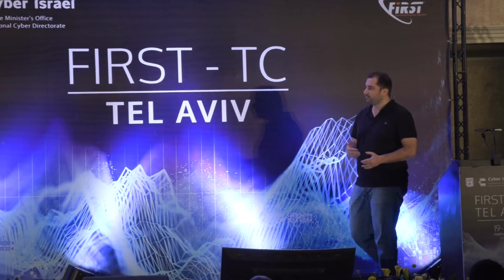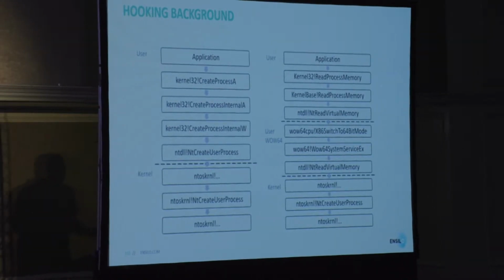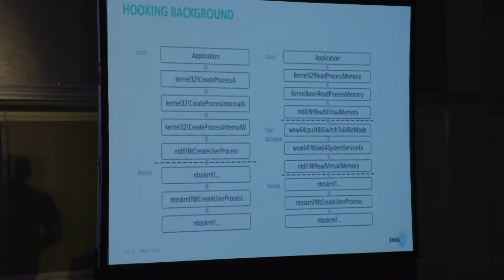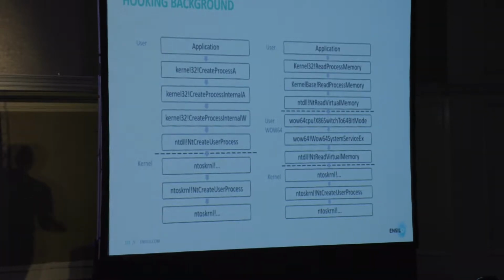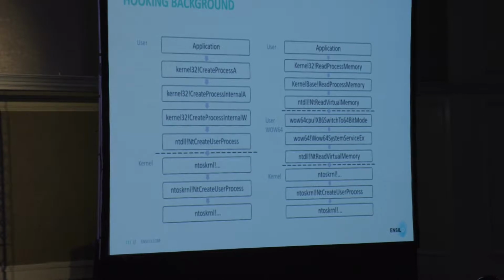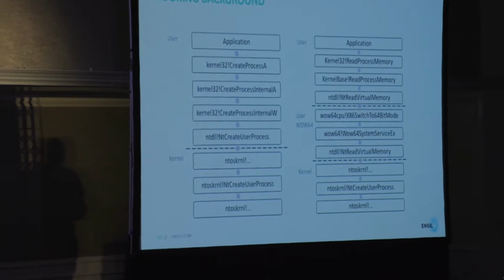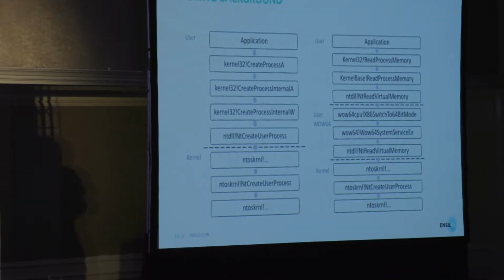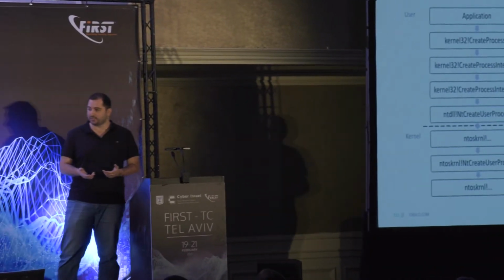So a bit of hooking background. We can see different examples of flows of API calls. What we can understand from these graphs is that there are many different places where we can place our hook in order to achieve our goal, that is controlling the specific API, the specific function that we want to monitor. And if we put it in the wrong place, it will be really easy to bypass.